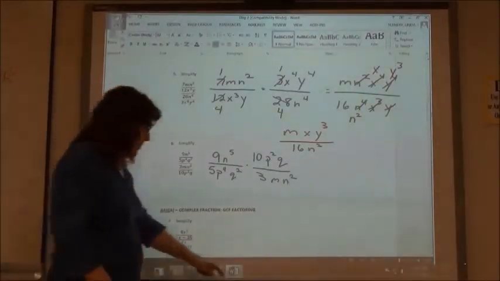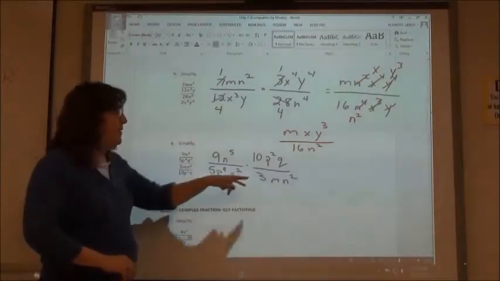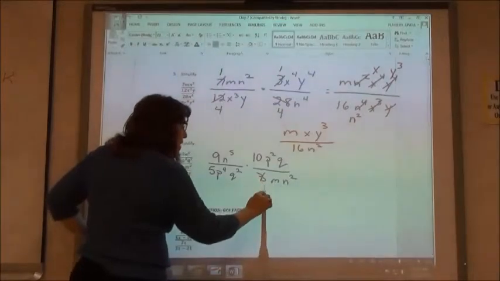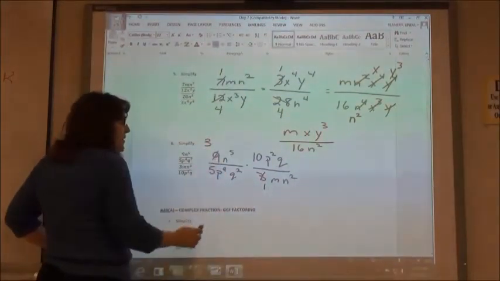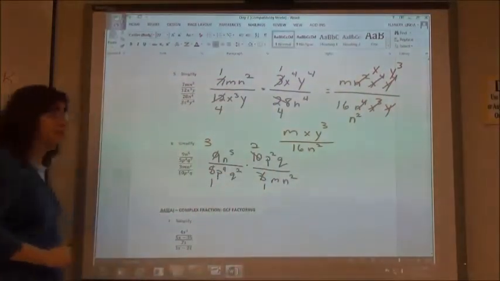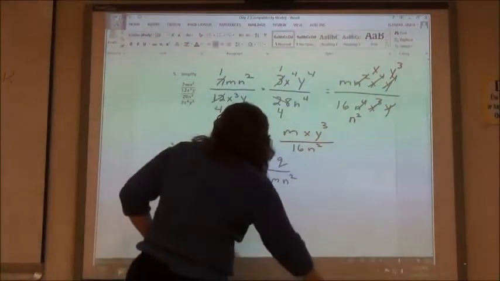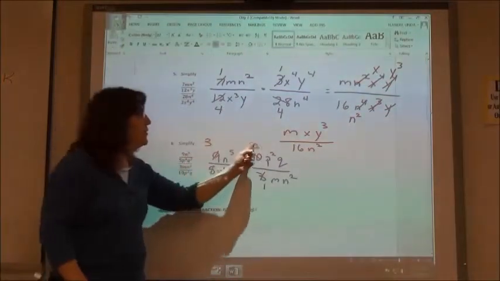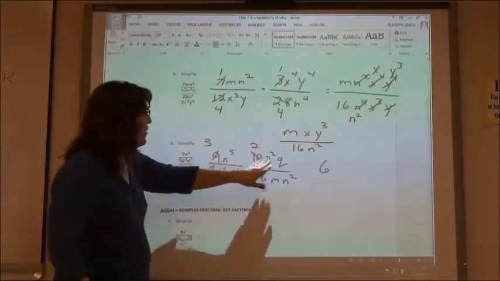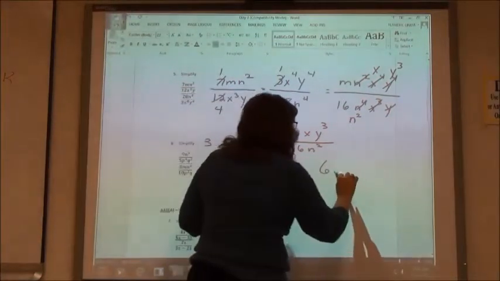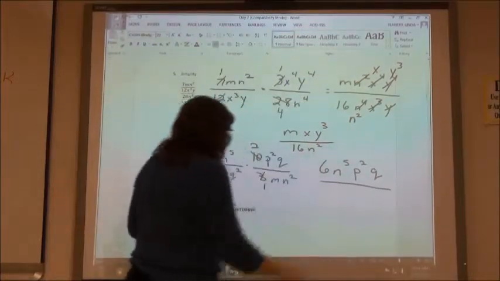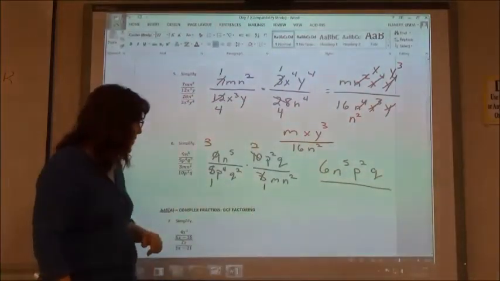All right, so I flip my second fraction around. I'm going to multiply. I'm going to say, okay, first of all, 3 goes into here once, into here 3 times. 5 goes into here once, and into 10 2 times. So when I multiplied, 3 times 2 is 6. I have an n to the 5th, a p squared, and a q. On the bottom, I have 1 times 1. I don't really need that.